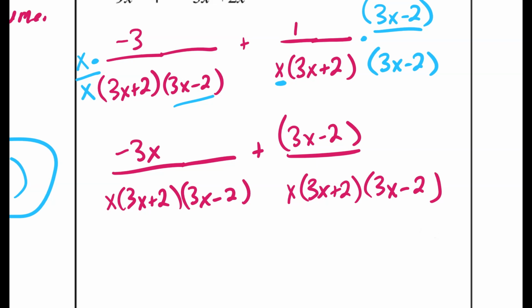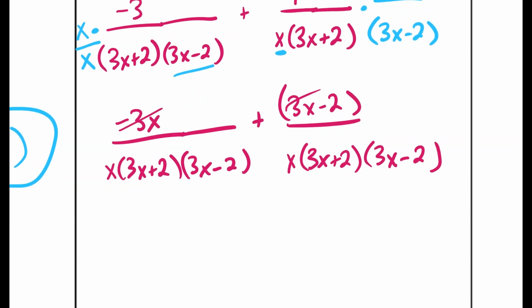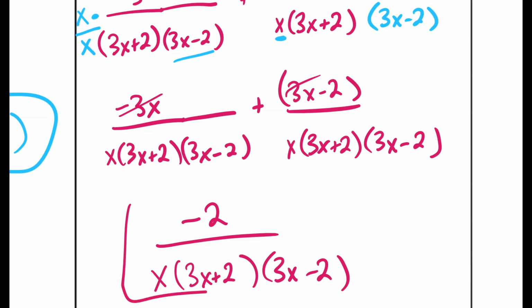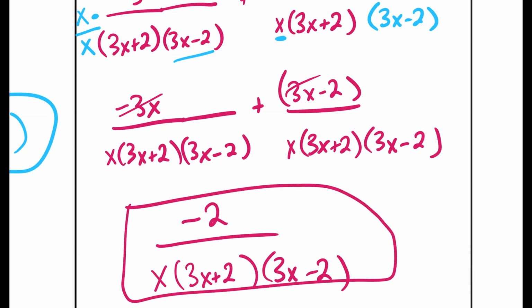So negative 3x plus 3x reduces to 0, and the only thing I have left in the numerator is just negative 2. So all I'm left with here is x times 3x plus 2 times 3x minus 2 in the denominator, and just a negative 2 in the numerator. So sometimes we'll have a lot of things that will reduce when we get to this step, but in this case there's nothing I could do with negative 2, so I leave it as such.